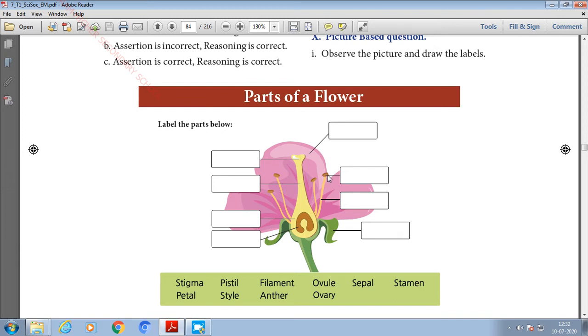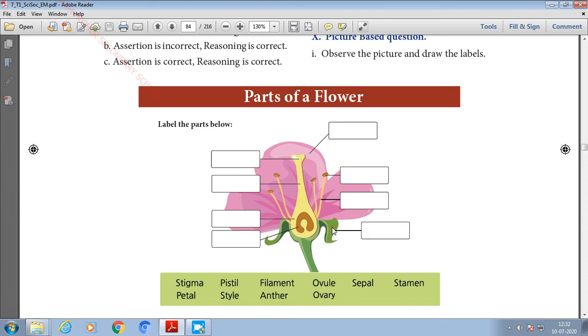And here the yellow, small lobe-like structure is called the anther. So here you can mark A-N-T-H-E-R, anther. And the long stalk is called the filament, F-I-L-A-M-E-N-T. Here also you can check the spelling and write. So the third one is called filament.